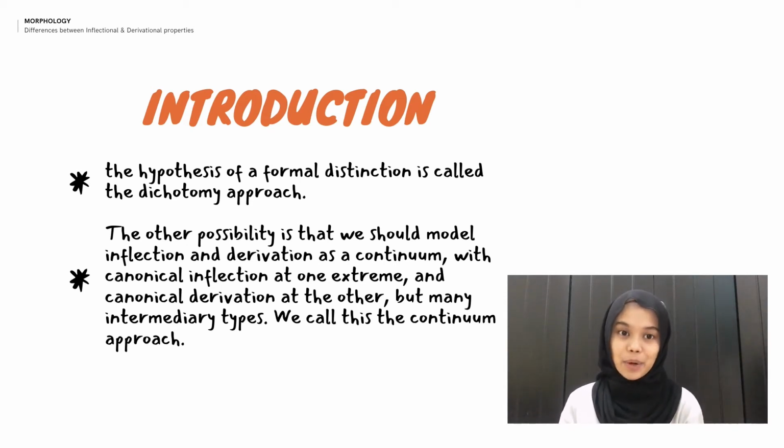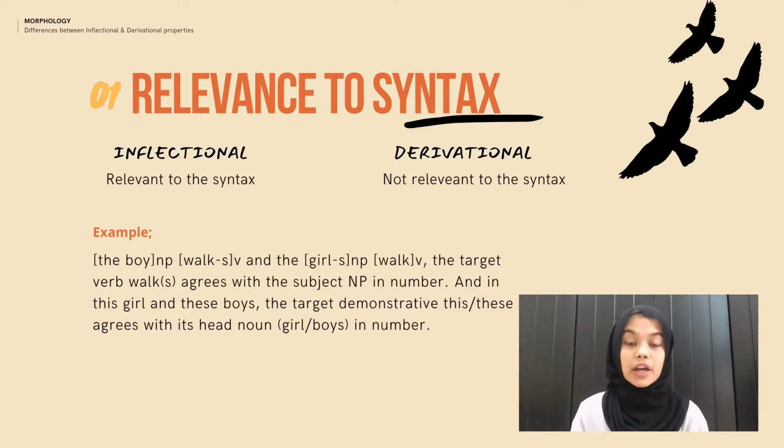Now let's look at the properties of the derivational and inflectional morphology. First, relevance to syntax. So inflection is relevant to syntax while derivation is not relevant to syntax. Why? Because, for the most part, relevant to syntax means that the grammatical function or meaning expressed by a morphological pattern is involved in syntactic agreement or syntactic government. In syntactic government, one word requires another word or phrase to have a particular inflectional value.